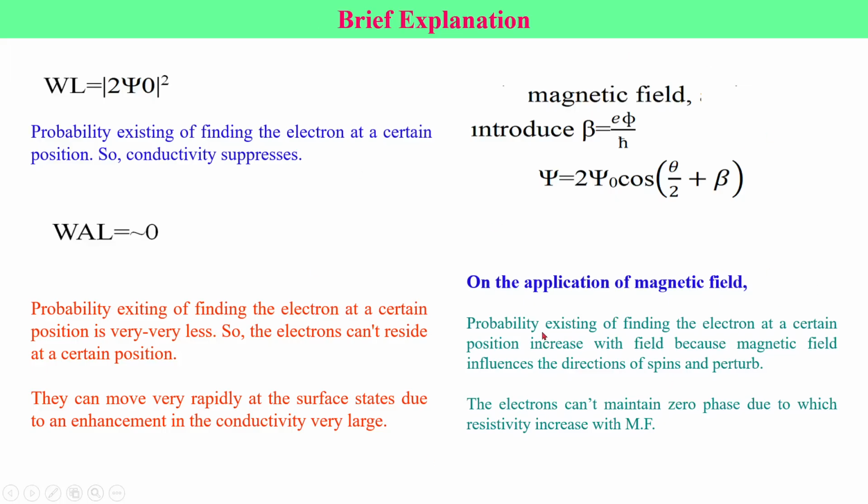But with the magnetic field, the conductivity is suppressed again, because the magnetic field rotates the direction of the electrons and also tries to localize them and disturb the phase coherence between the opposite electrons. So the electrons cannot maintain their phase. That's why the probability increases, and the increased probability disturbs the conductivity, meaning the conductivity is suppressed, because the probability is no longer 0.